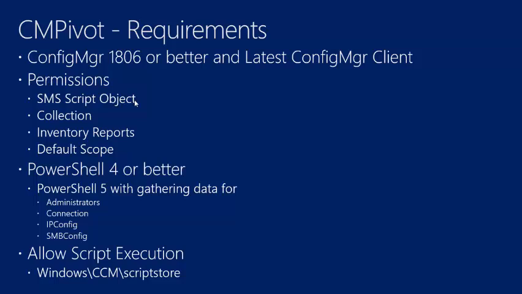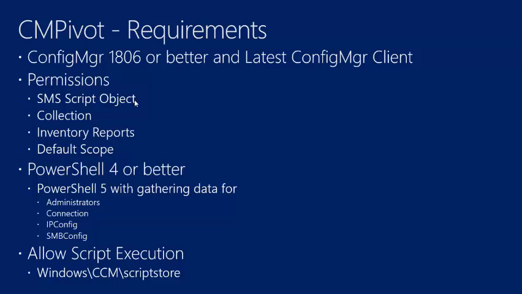Right? You do need certain permissions. You need permissions on the SMS script object, at least read permissions. You need run scripts capabilities on collections if you're going to run scripts, which you very likely will. Inventory reports, the ability to read those, and then access to the default scope and so forth. A minimum of PowerShell 4, right? PowerShell 5 in order to do things like gather data for administrators or connections or ipconfig or SMB config, as is on the screen.